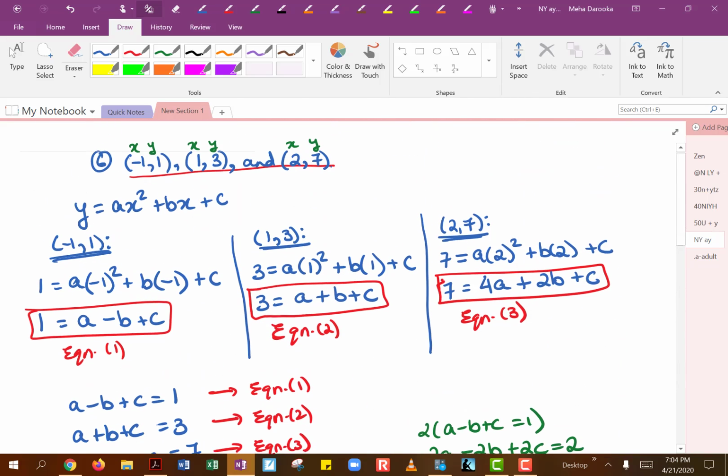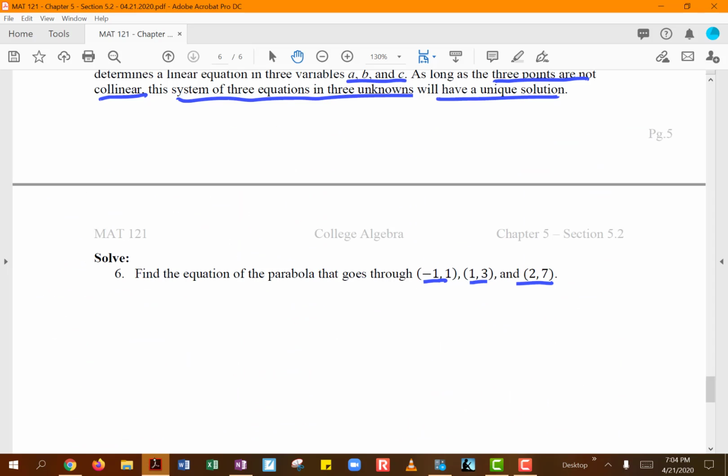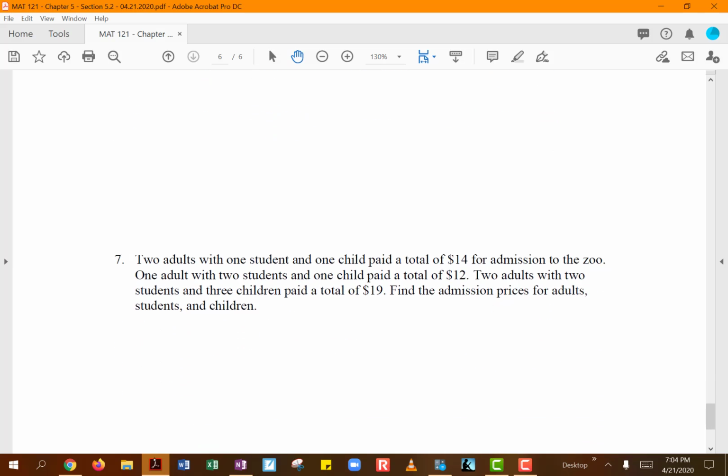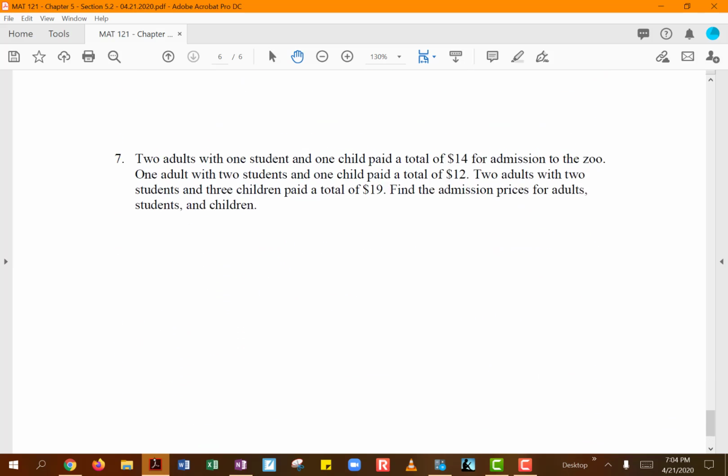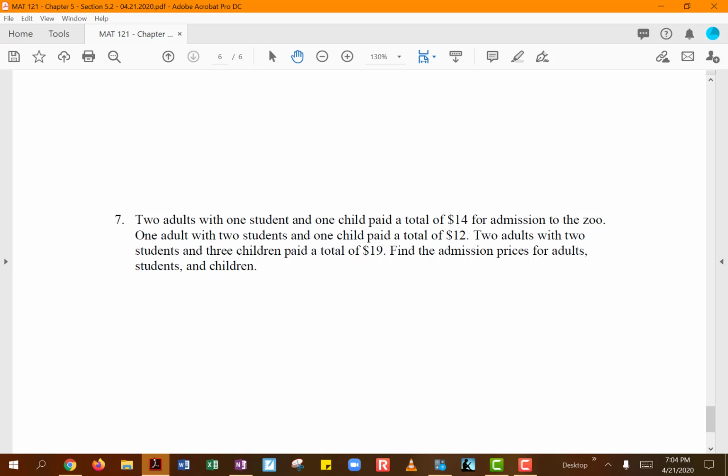Okay, alright guys, so this was example 6 over here, and then we had one more example. I believe this is the last one here, and this is another application where they're talking about 2 adults, 1 student, and 1 child paid a total of $14 for admission to the zoo. 1 adult, 2 students, and 1 child paid a total of $12, and then 2 adults, 2 students, and 3 children paid a total of $19. So they want to know what the admission prices to the zoo are for adults, students, and children.